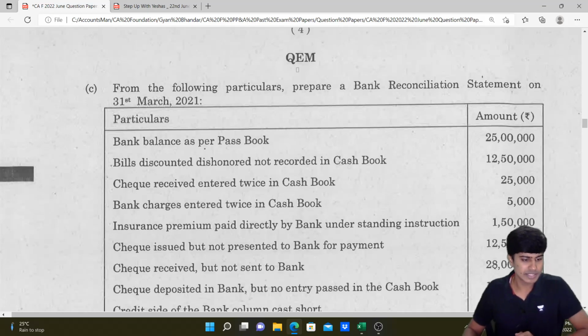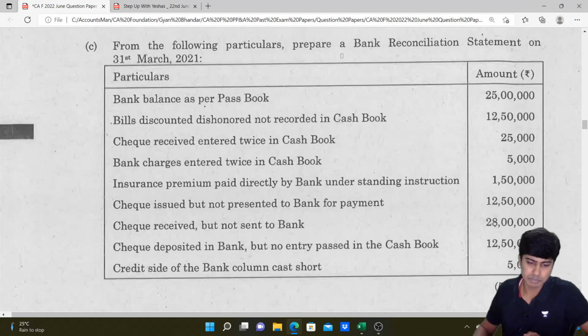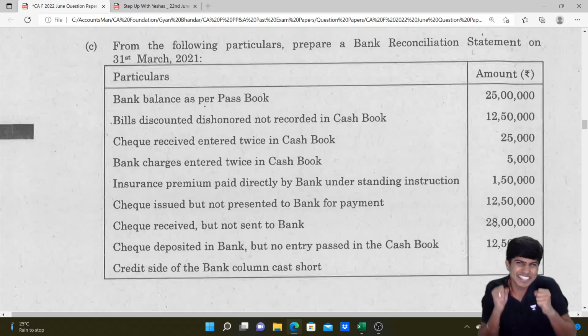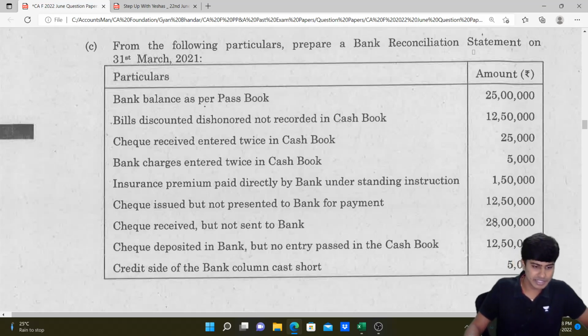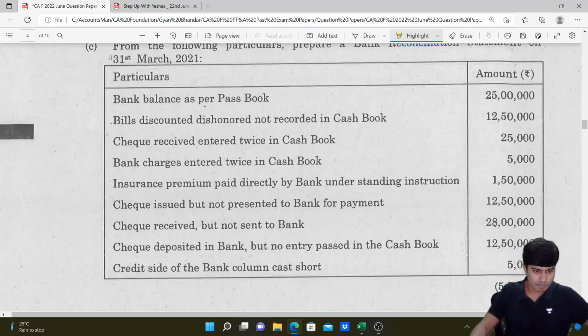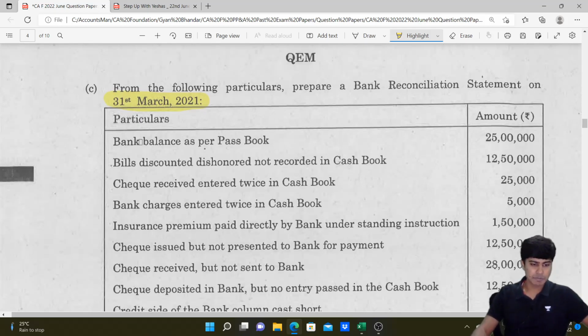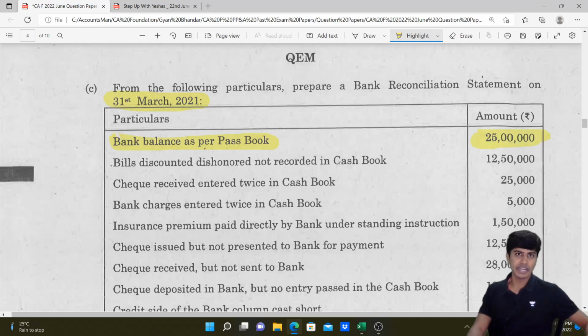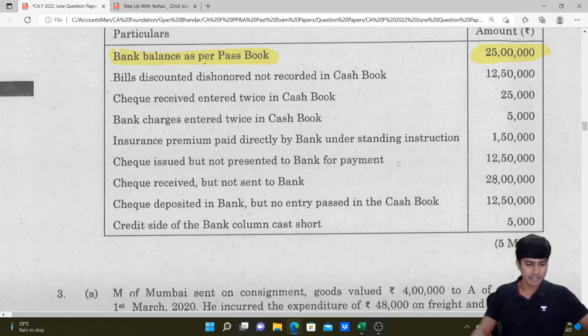Okay, let's see. From the following transactions, prepare the bank reconciliation statement. Our favorite. Let's do the bank reconciliation statement as on 31st of March 2021. Got that? So the bank balance as per passbook is given. How much is it? That is 25 lakh. Our starting point is the passbook. We have to find the cash book balance.